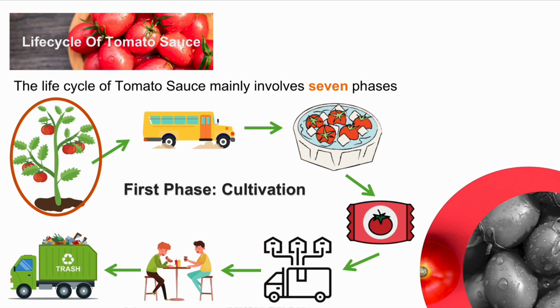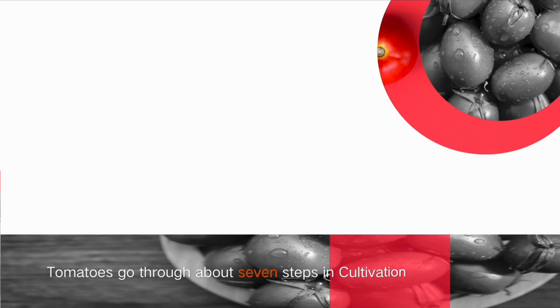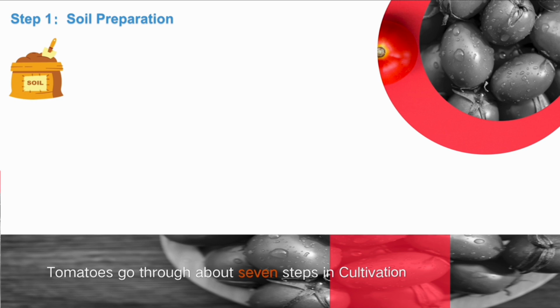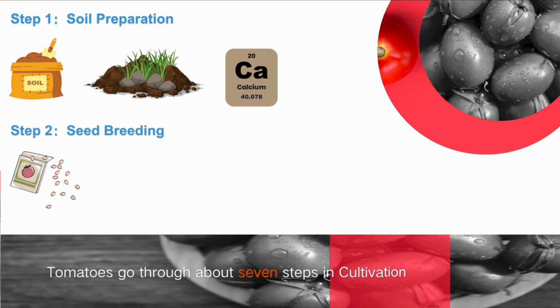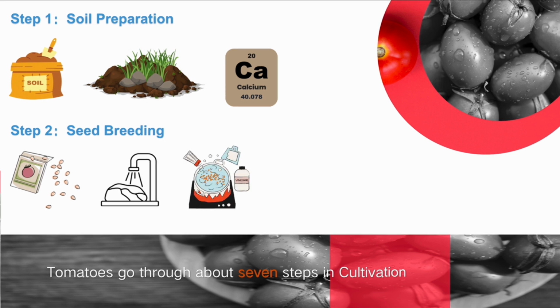The first stage to be considered in agricultural LCA research is the production of raw materials. Step 1. Soil preparation. Select fertile, well-drained and breathable farmland, soft soil, and remove weeds and rocks. If the soil pH is too low, lime will need to be applied before cultivation to adjust the soil pH. Step 2. Seed breeding. Select high-quality, disease-resistant, and high-yield tomato varieties. Rinse them with clean water. Then soak them in 10% brine for disinfection. Dry them for use.